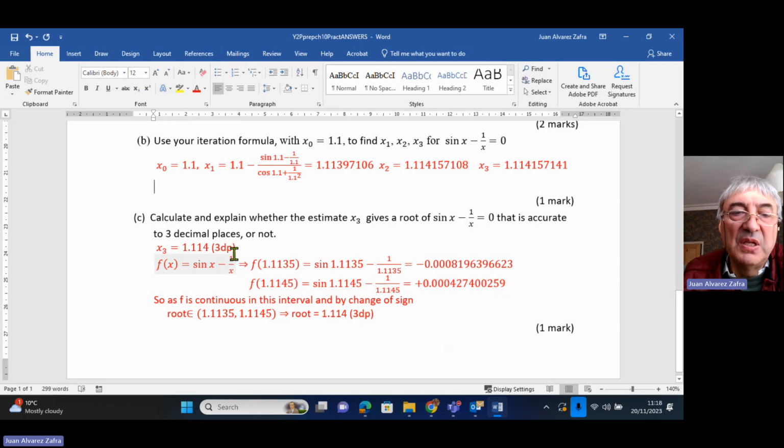We use the change of sign method, and we look at values which round up to 1.114 and round down to 1.114, and taking the boundary of those values, the lower boundary is going to be 1.1135, the upper boundary is going to be 1.1145, and then if we evaluate the function at each of these, one of them is negative, the other one's positive, and so by the change of sign method, and also claiming that the function is continuous between these two endpoints, that means that the root must lie between them, and therefore the root must be equal to 1.114 to 3 decimal places.